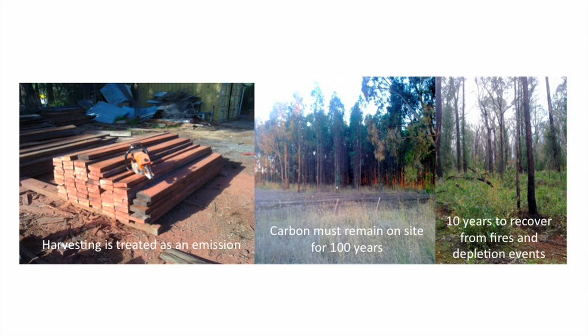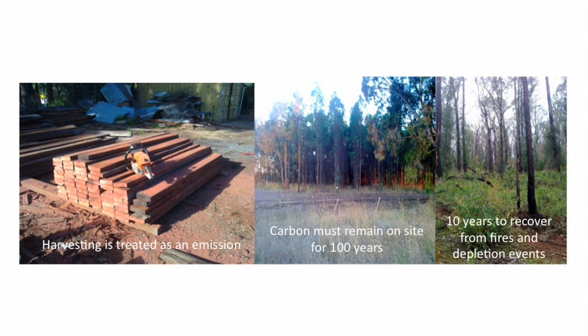As mentioned numerous times, carbon must remain on site for 100 years. But there are issues with that, obviously, particularly if you have things like fire events. So what do we do? Well, remember earlier I mentioned that risk of reversal buffer? This is where this comes into play. If we do have a fire event or another depletion event such as a long-term drought or insect attack or fungal attack or something like that, the government will actually give you 10 years to recover from that depletion event.